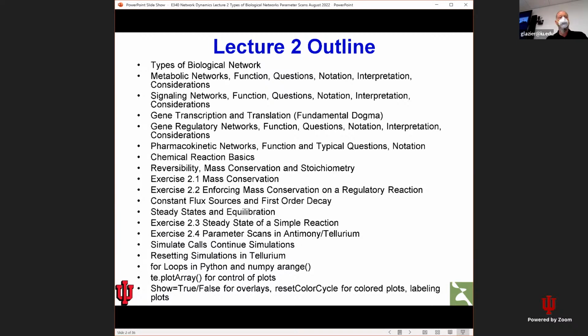So today we're going to be talking about kinds of biological network. There are many kinds of biological network. We're going to review the four main ones that we talked about very briefly last time. That is metabolic networks, signaling networks, gene regulatory networks, and pharmacokinetic networks. We'll talk one or two words about what's called the fundamental dogma of biology, which is that you start with DNA, you go to RNA, messenger RNA, and then proteins and post-translational modification.